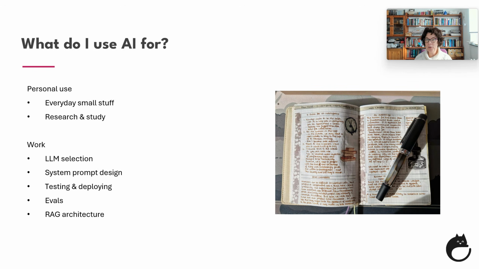For work, of course, it's quite different. There, my work is mostly about designing Gen AI as part of a larger effort, and there I do a lot of LLM selection, system prompt design, testing and deploying, writing evaluations. That's something that's becoming increasingly more important in my own work. And of course, the evergreen for us content specialists is designing, testing, and evaluating our RAG, Retrieval Augmented Generation architecture. So let's look at some tooling that I use for my personal everyday Gen AI life.